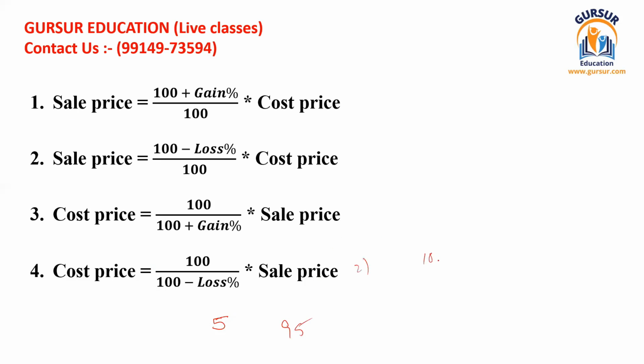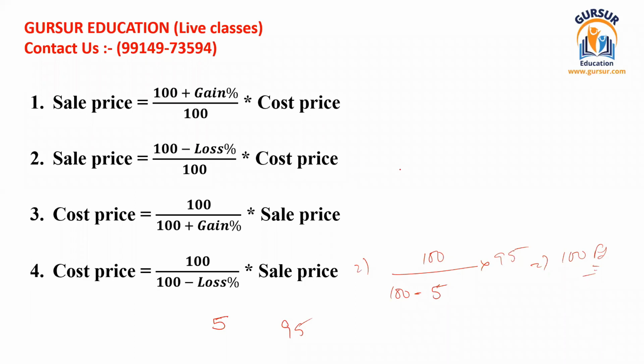How can you find it? Just write 100 in the numerator and, in the denominator, the loss percentage subtracted from 100, that shall be 5. Multiply this by the original sale price, and when you solve it, you can easily find the value of the cost price.